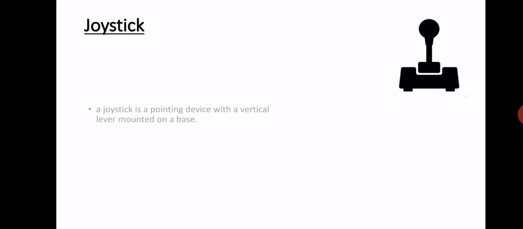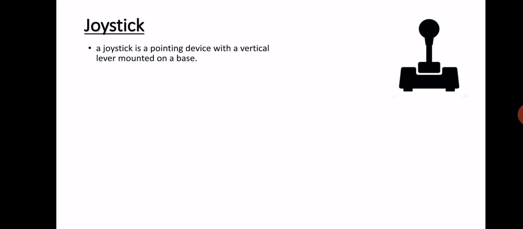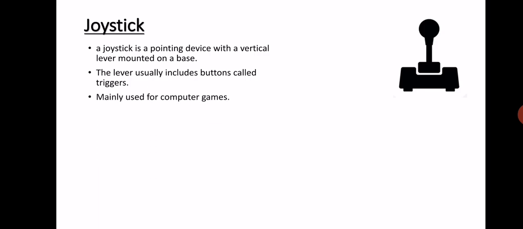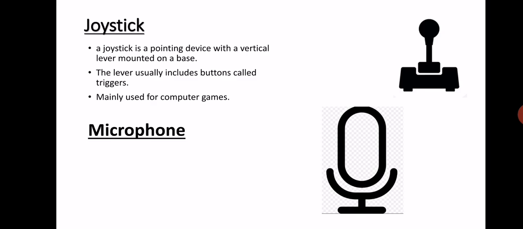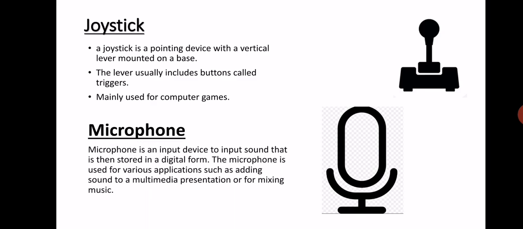Joystick. A joystick is a pointing device with a vertical lever mounted on a base. The lever usually includes buttons called triggers. Joystick is mainly used for computer games. Microphone. Microphone is an input device to input sound that is then stored in a digital form. The microphone is used for various applications such as adding sound to a multimedia presentation or for mixing music.